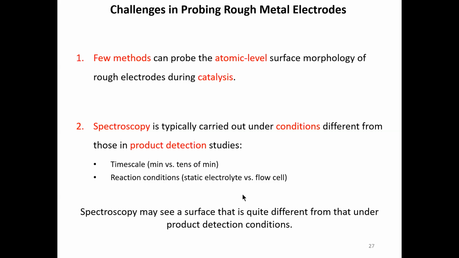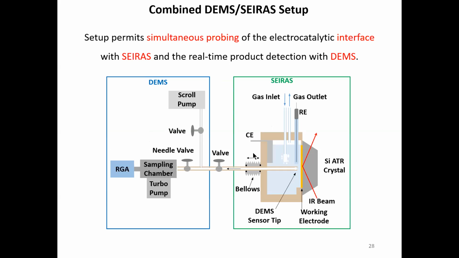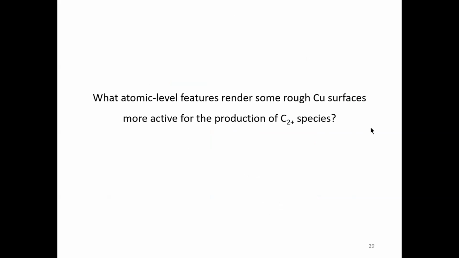Now, we wanted to address this challenge, and of course, what we want to do is spectroscopy and product detection on the same electrode at the same time under the same reaction conditions. And to do so, we coupled our surface-enhanced infrared absorption spectroscopy cell to a differential electrochemical mass spectrometer. In this way, we can do product detection while we're probing the interface in real time. Now, the question we wanted to ask is, what are the atomic level features that make some rough copper electrodes more active in the formation of C-C bonds in comparison to other copper electrodes?